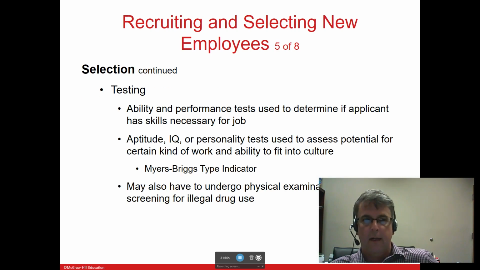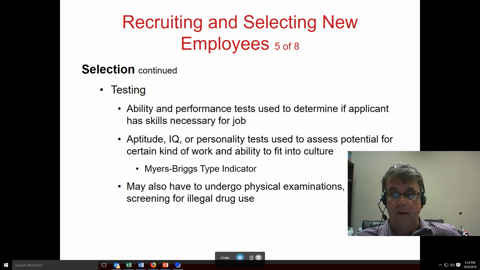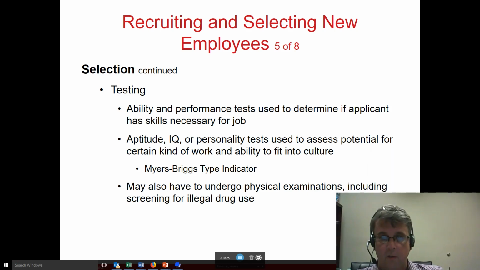Okay. Testing. Oftentimes, tests are required. The ability and performance tests used to determine if an applicant has skills necessary for a job. Aptitude, IQ, or personality tests are used to assess potential for certain kinds of work and ability to fit into a culture. One of the big tests you'll take here is the Myers-Briggs type indicator, where that'll ask you certain questions about your personality, and they'll tell you what type of personality traits you possess. A lot of employers use that firm. I've had to take that test numerous times when I was younger.